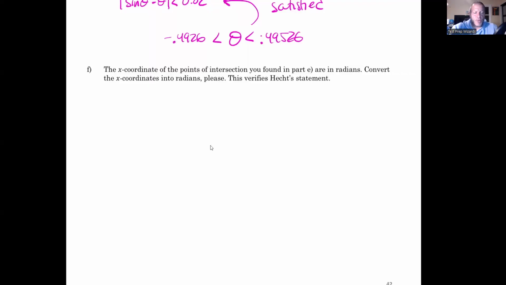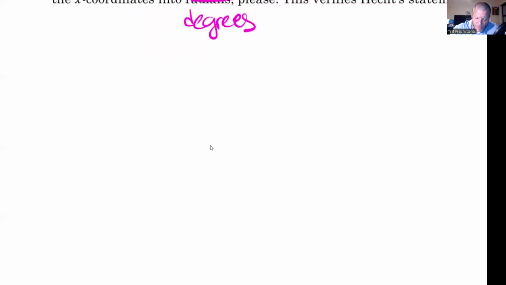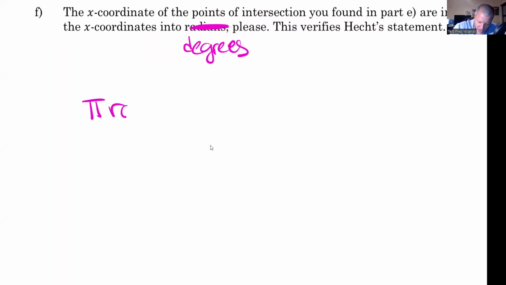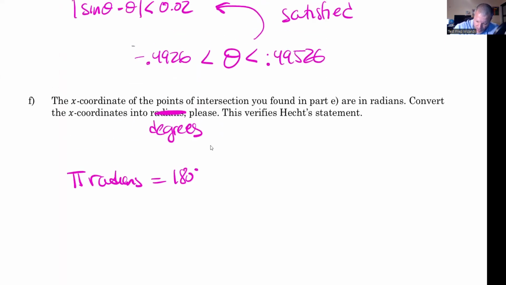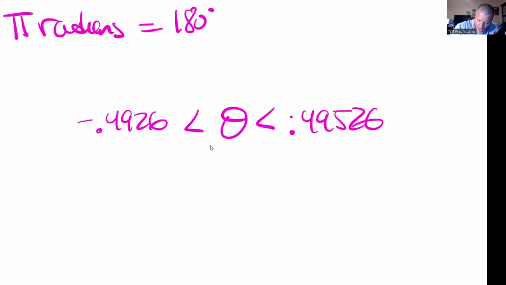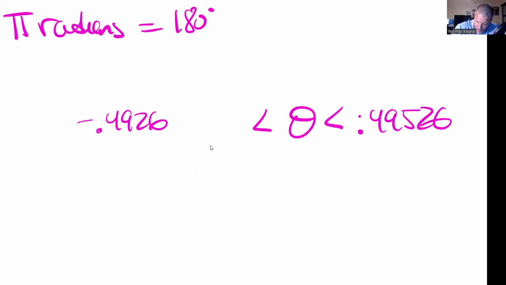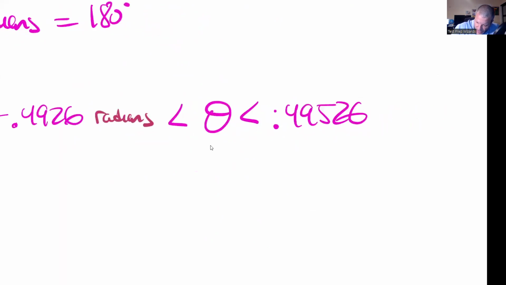And then because we were working in radians, we want to convert our radians to degrees, right? So this should say into degrees, not decimals, into degrees, not radians. And so we may remember that pi radians is equal to 180 degrees. So if I take this inequality that I had, which is in radians, right? So if we're being a little bit precise, this is radians. This is also radians.